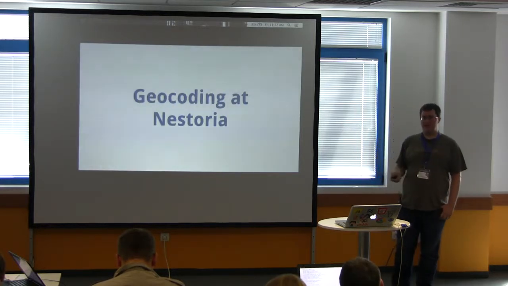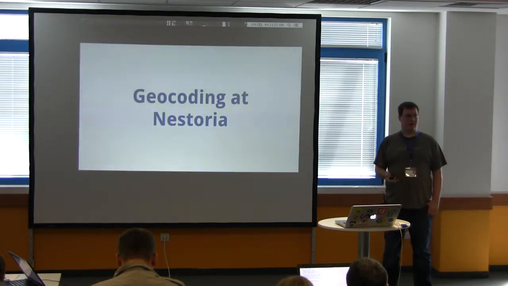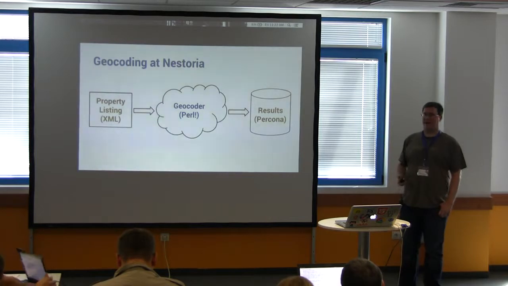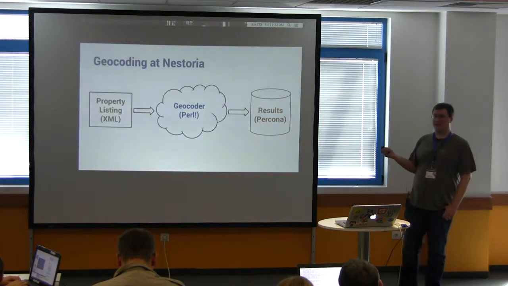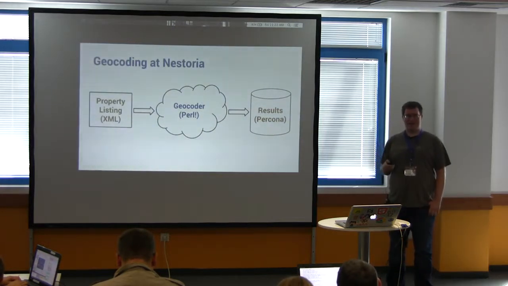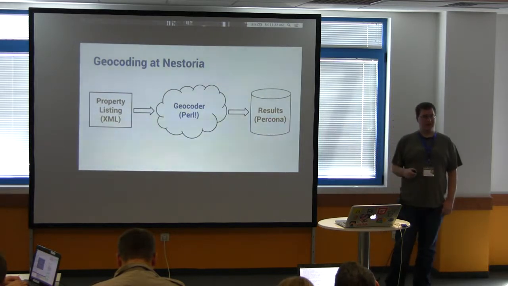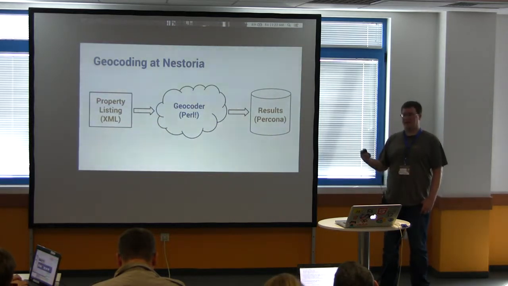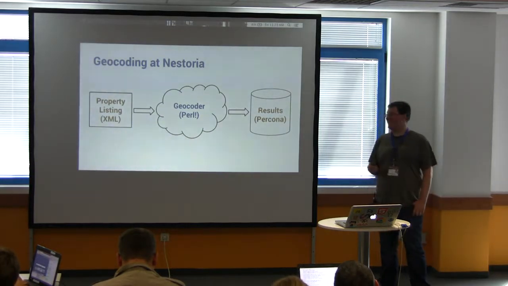And a quick intro to geocoding at Nestoria specifically. So I've already mentioned we're a property search engine, focused on property listings. We get property listings in, we geocode them, and we have our results output. The property listings come in as XML from our partners, various property portals around the world. And then we geocode, which is mostly done in Perl internally. And then we shove the results into a database. And that's how the website works. It's a little bit more involved than that, but that's the part that's interesting for this talk.